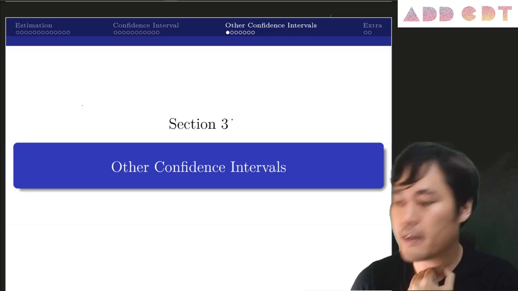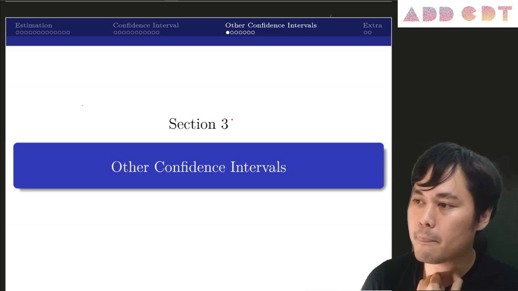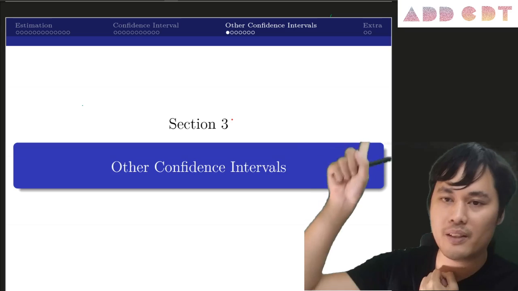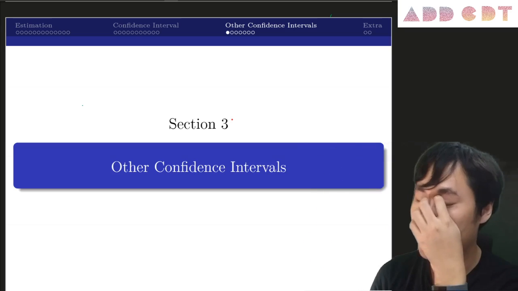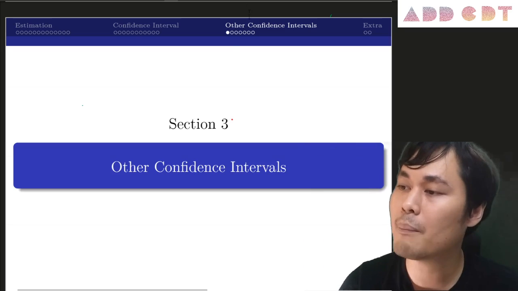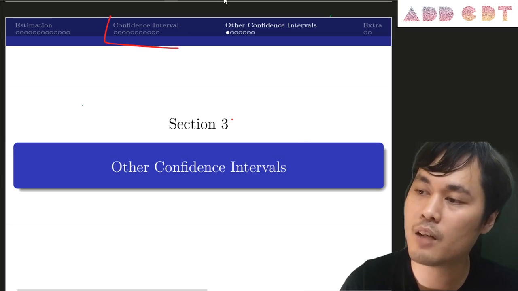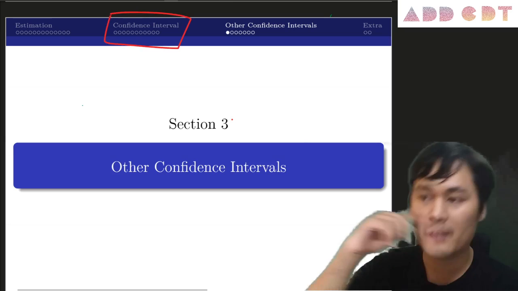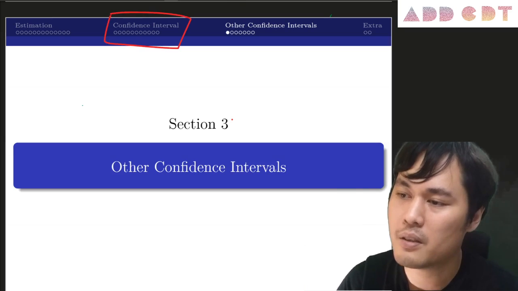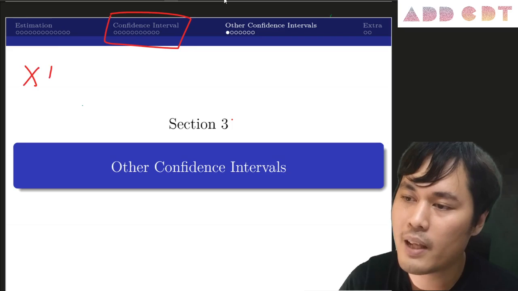Okay, let's continue to the last section, not including the extra one, but yeah, that's section 3. So last time in the previous clip we talked about how we can compute the confidence interval. That was the standard confidence interval with the formula x bar.